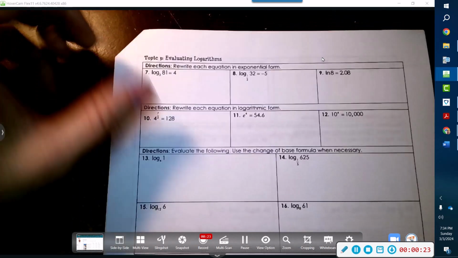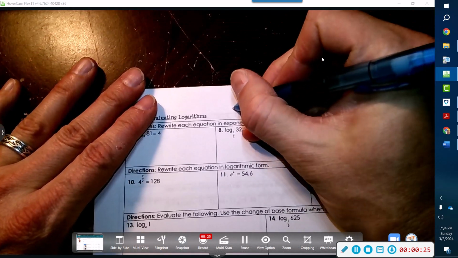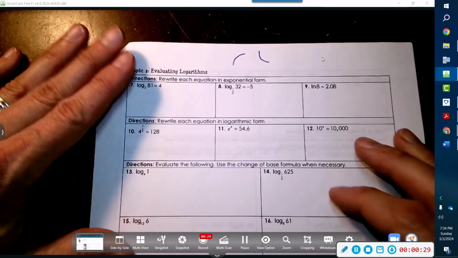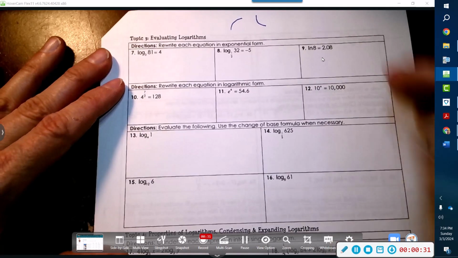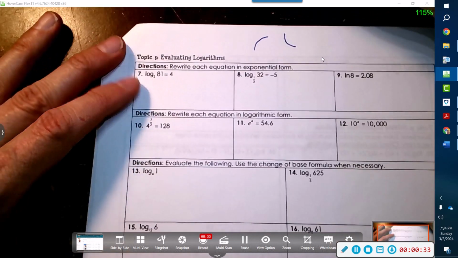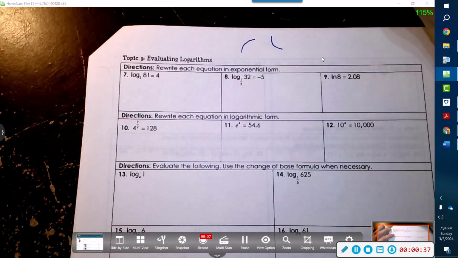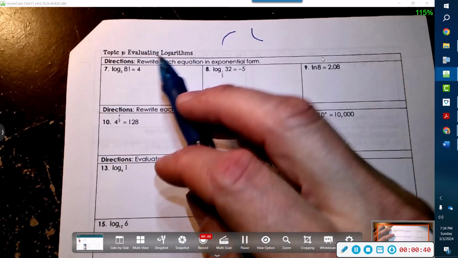So as long as you know that a log basically looks like this, and then an exponential would look like this, they're inverses of each other. That's really, I think, the thing that you want to carry with you to the end. Okay, all right, so let's go ahead and skip to 7, and we're going to just rewrite these in exponential form.